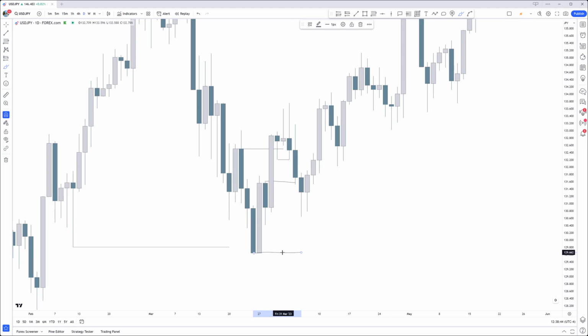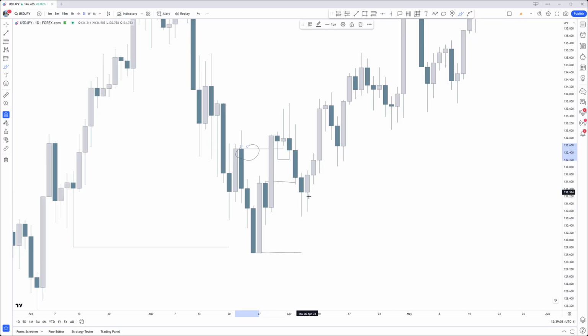So for your PD array matrix or for your order flow, it is important to understand if we are continuing higher, where are we likely continuing higher from? Then we use the first line of defense and the last line of defense, and that is your order flow. So the first line of defense is the first discount array that we encounter. In this case, it's this breaker right there.